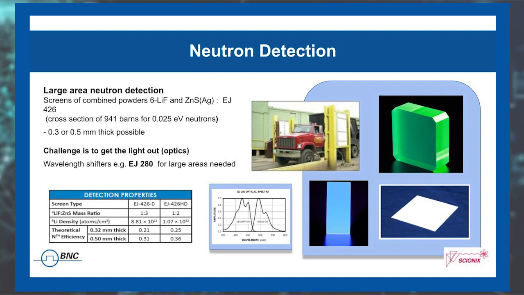The problem with a sheet scintillator is getting the light to your light detector. If, for example, you have a big slab, you would like to put your light detector somewhere at the corner or at the bottom. The solution for this is to use a wavelength shifter, a material that is excited by blue light and emits green light. So by putting this 426 material on both sides, possibly, of a wavelength shifter, we can make a very efficient neutron detector that works up to really large dimensions.